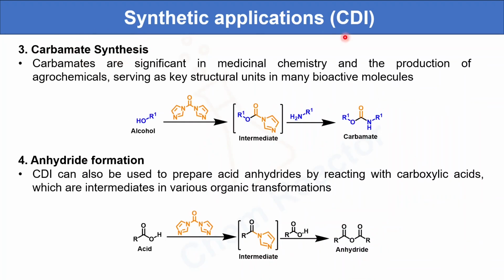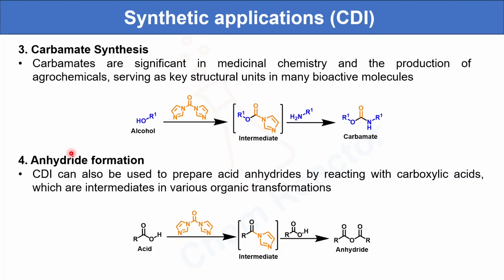Next, carbamate synthesis. These carbamates are significant in medicinal chemistry and in the production of agrochemicals, and carbamates are key structural units in many bioactive molecules. So here this carbamate can also be synthesized by using CDI. CDI reacts with this alcohol and then that forms this intermediate, and in the next step the amine reacts with this intermediate that forms this carbamate as a product.